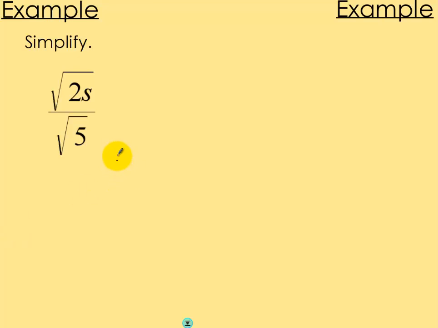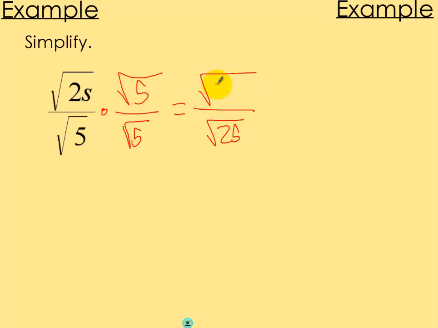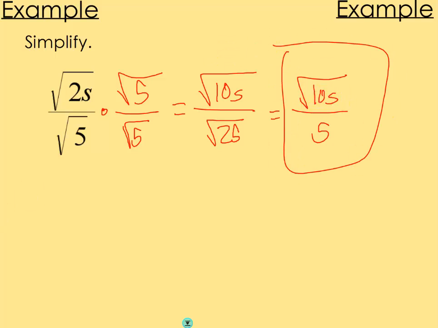Let's try some examples. Pause the video. All right, to simplify this, you've got to multiply by square root of 5 over square root of 5, which will be square root of 25 over square root of 10s, which is going to be 5 on the bottom and square root of 10 on the top, just like that.